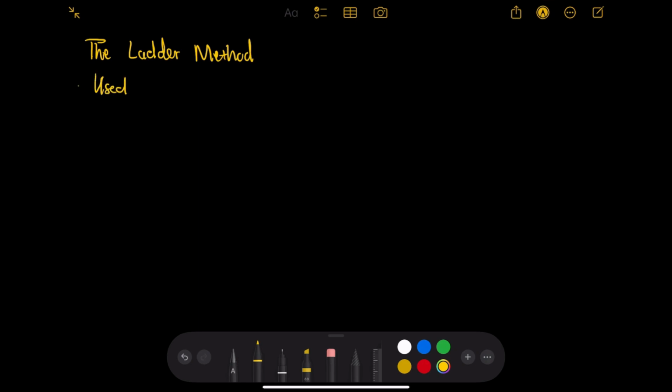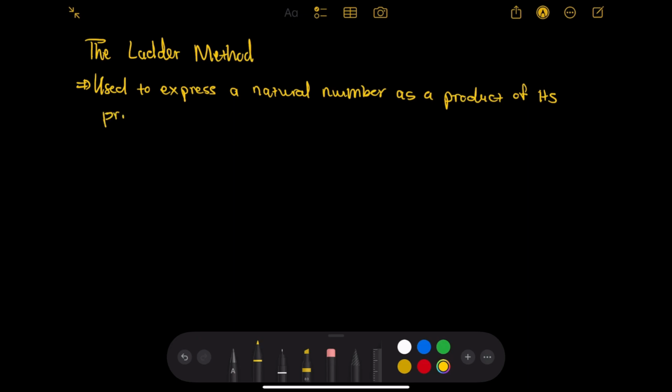So this method is used to express a natural number as a product of its prime factors. Yes. So what does this really mean?